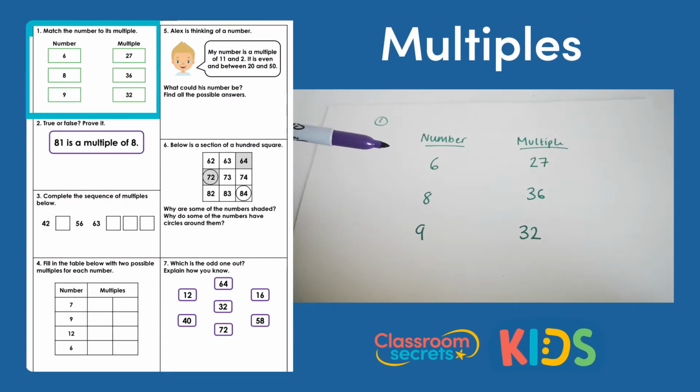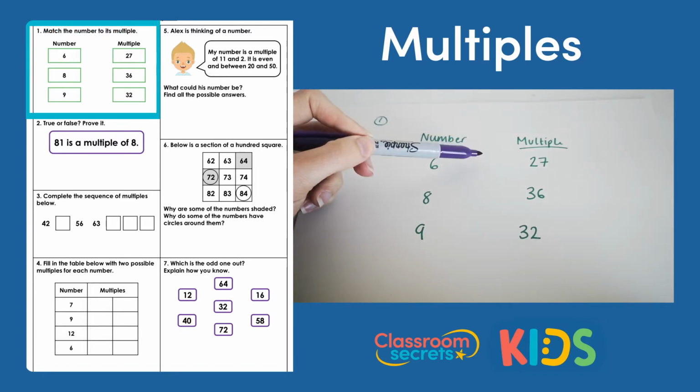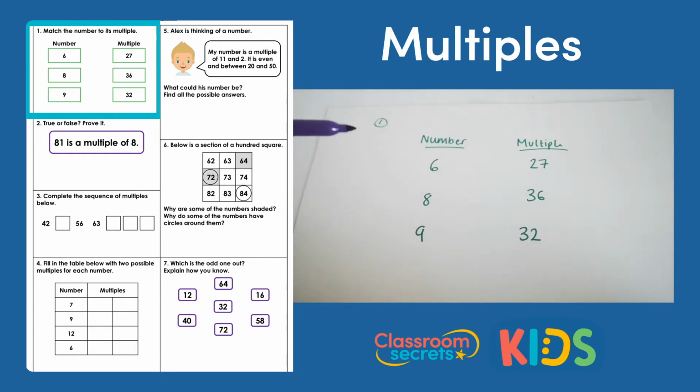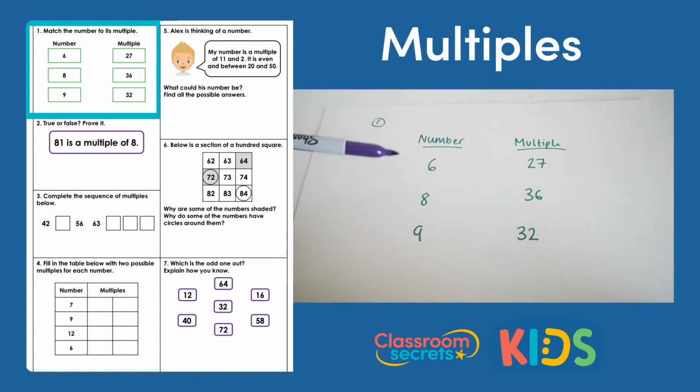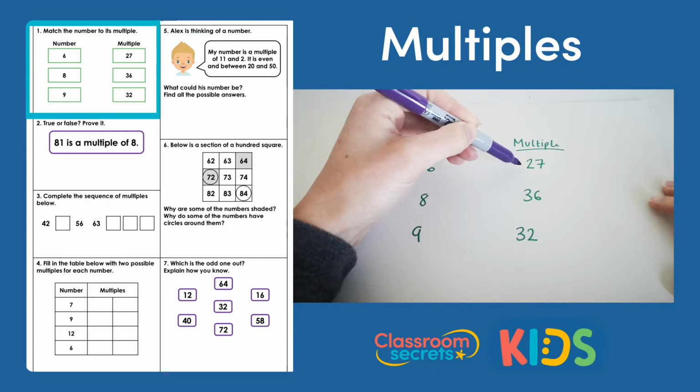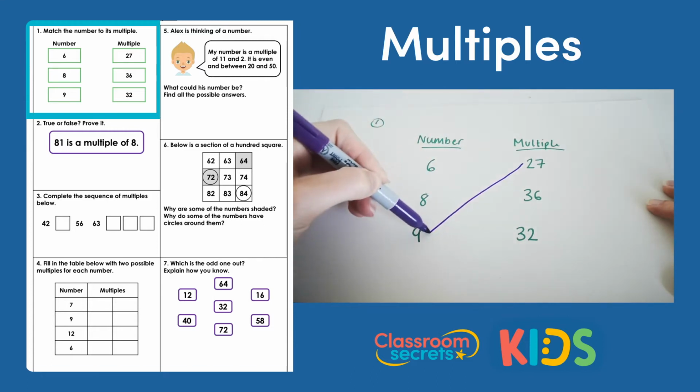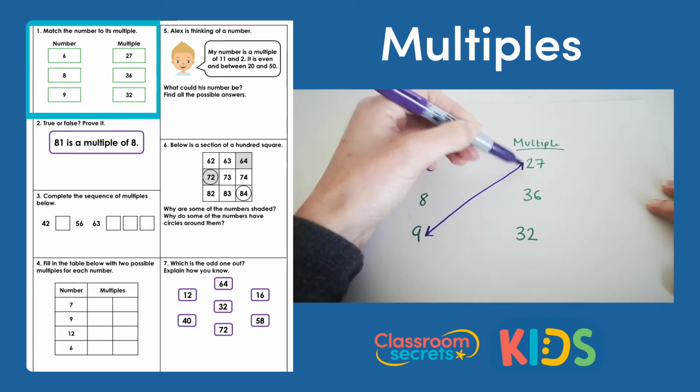Question 1. Match the number to its multiple. On your sheet you've got a list of numbers and a list of multiples, and what we need to do here is work out which times table each of these multiples belong to and match it over here. So let's take the number 27. Is 27 in the 6 times table, the 8 times table, or the 9 times table? It's in the 9 times table. So this number, 27, matches with 9.